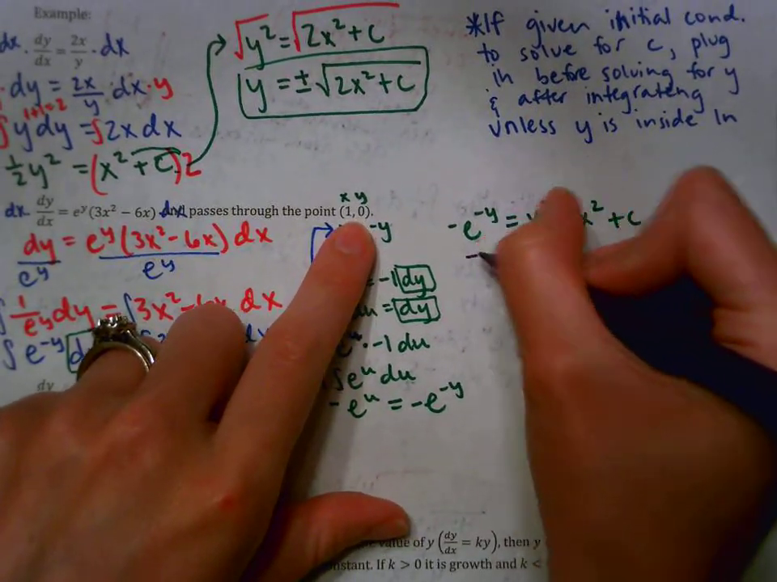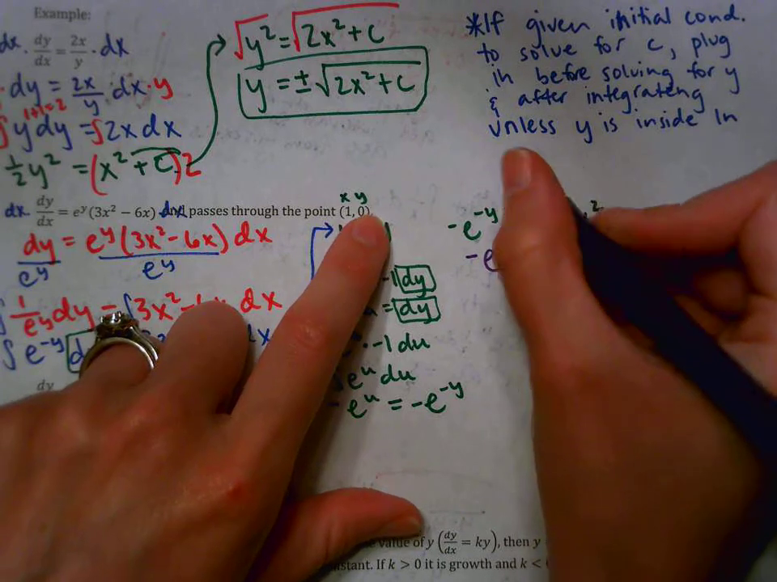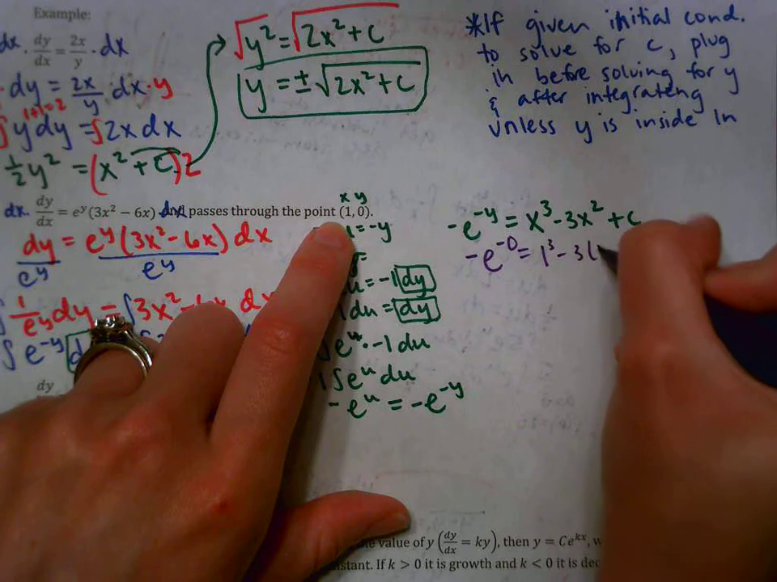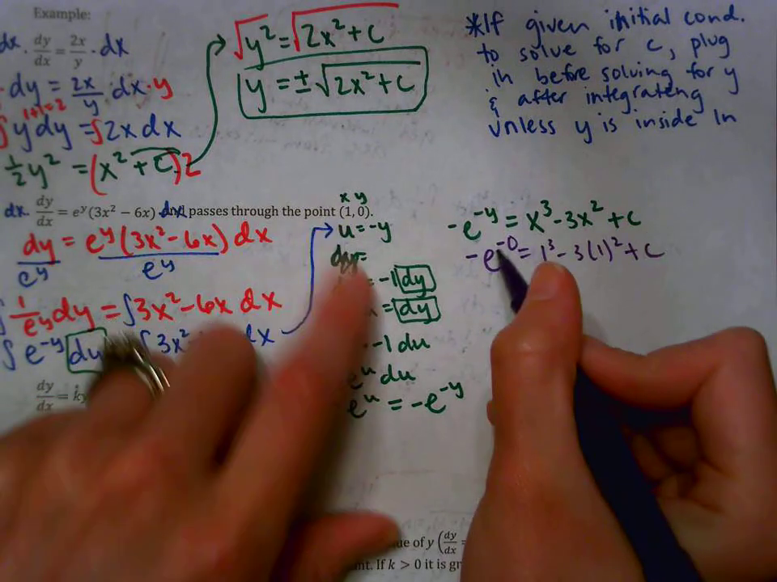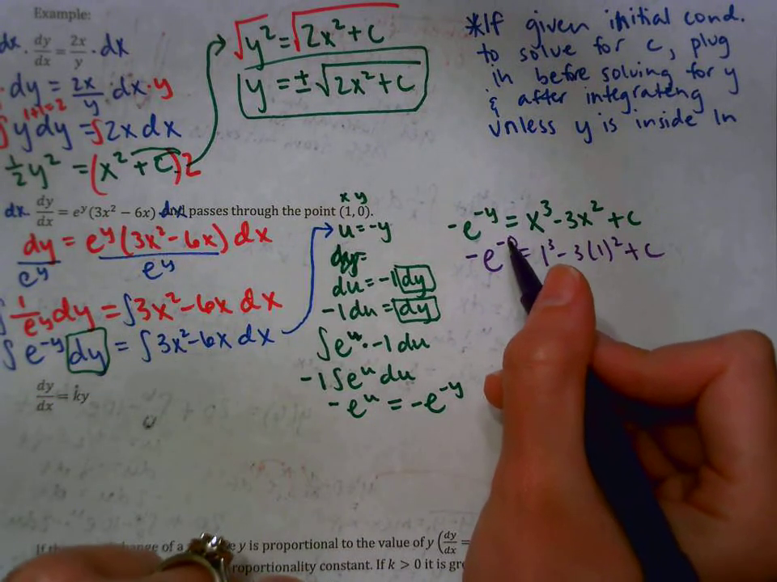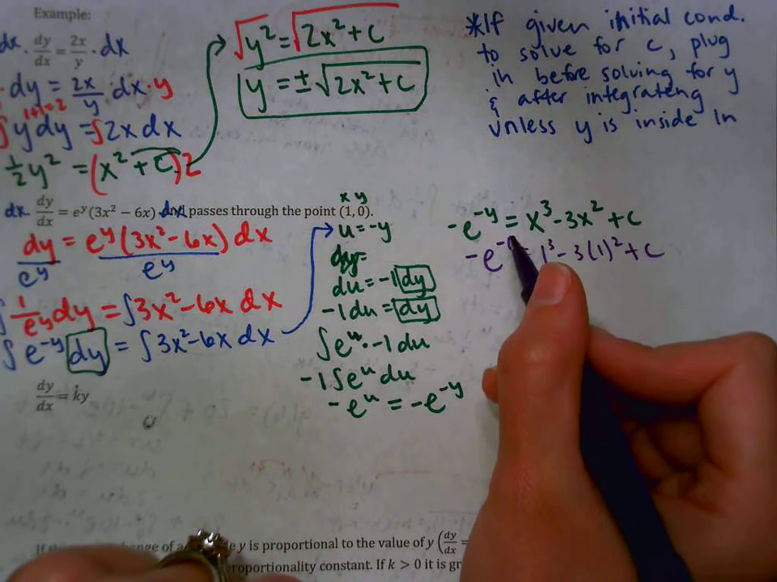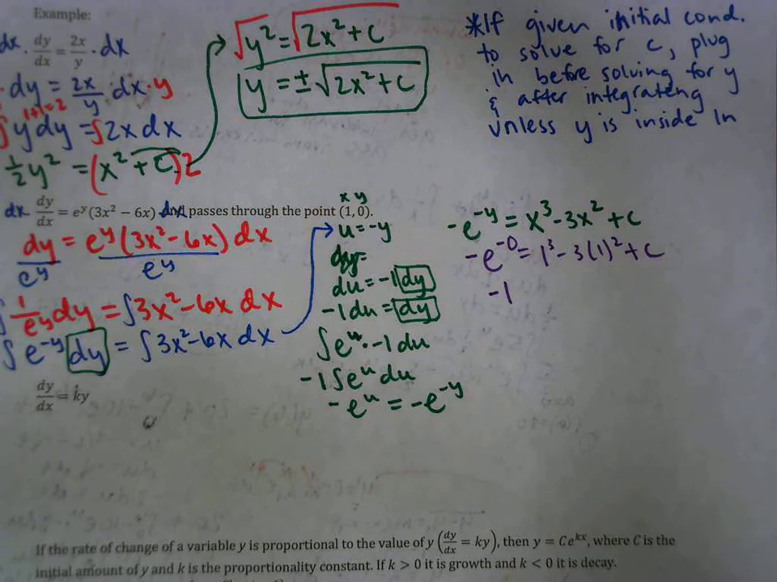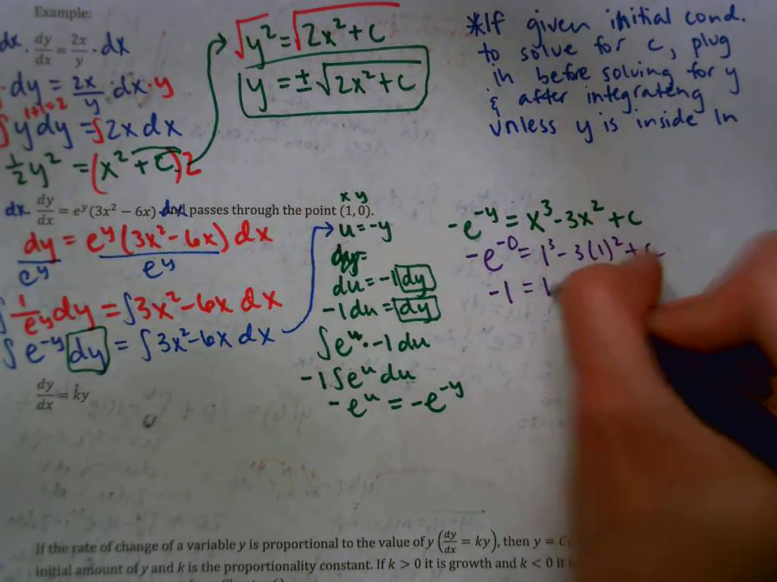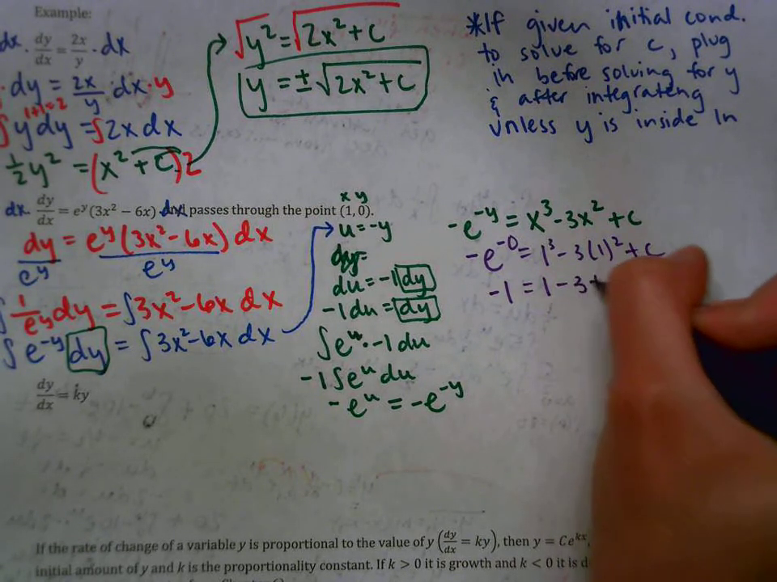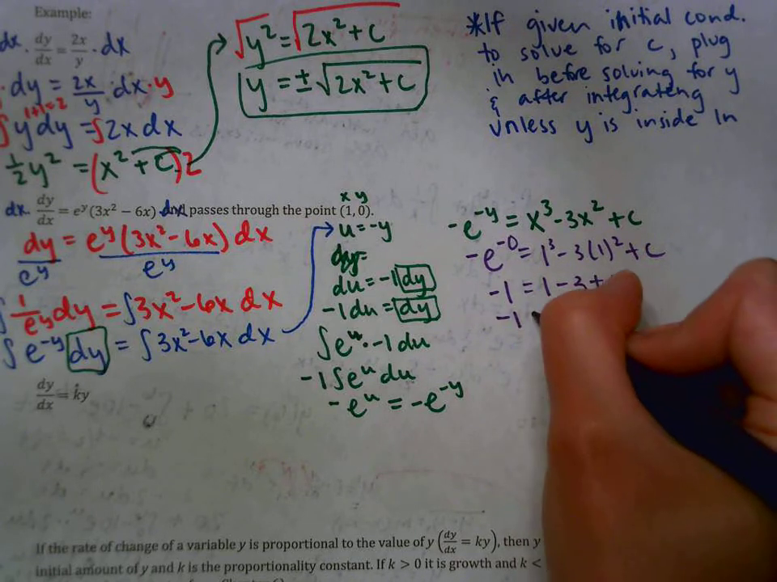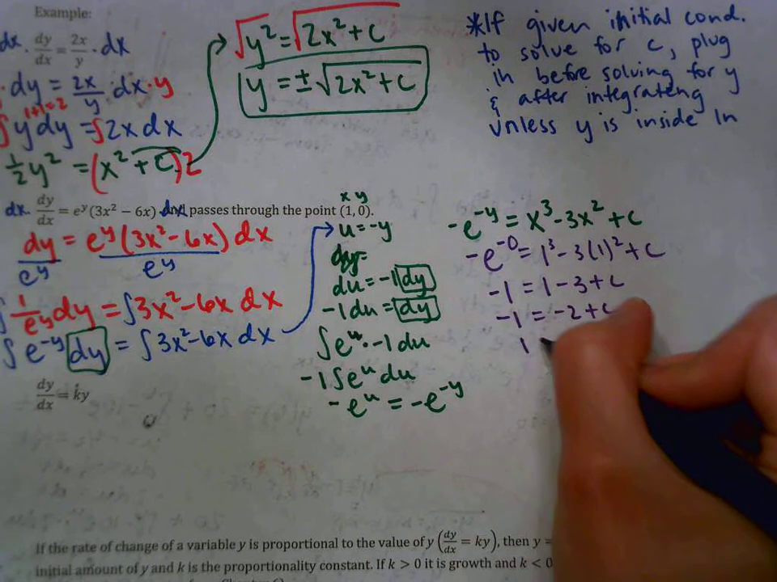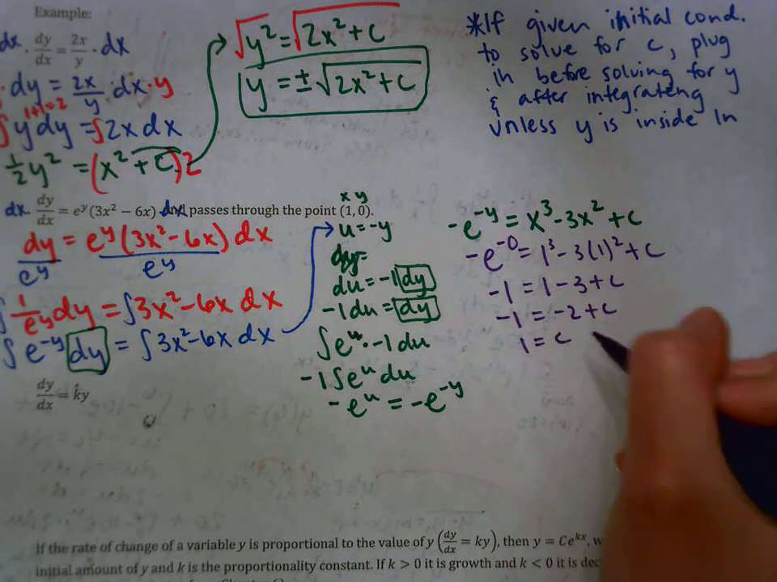So we have negative e to the negative 0 equals 1 cubed minus 3 times 1 squared plus c. So we know negative 0 is just 0, and anything to the power of 0 is 1, and then it has a negative coefficient, equals 1 minus 3 plus c. So this would be negative 1 equals negative 2 plus c. Add 2 to the other side, and that makes 1 equal to c.